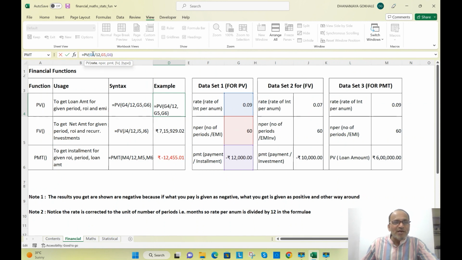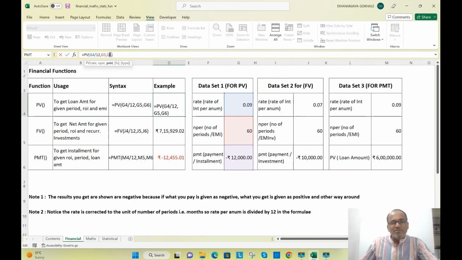So you divide it by 12. So what you write here in the formula is G4 by 12. Then put a comma, and the second argument is NPER, that means how many periods. So we want to pay back the loan in 5 years, and since the periods are per month, 12 into 5 is shown as 60 here. So 60 months. So you are going to pay back the loan in 60 months. And the last one is the payment.